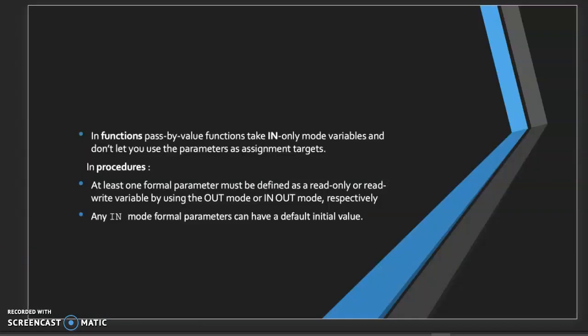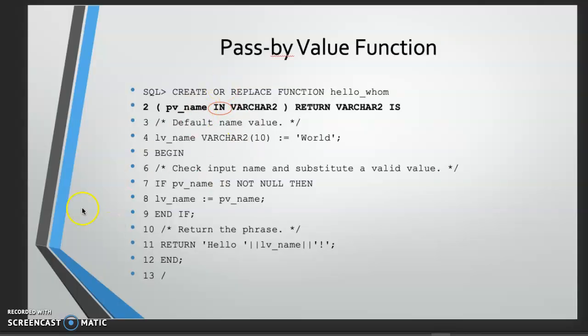In functions, pass-by value functions take IN-only mode variables and don't let you see parameters as assignment targets. In procedures, at least one formal parameter must be defined as a write-only or read-write variable by using the OUT mode or IN OUT mode, respectively. Any IN mode formal parameters can have a default initial value. Like here we have our initial value pass function IN.